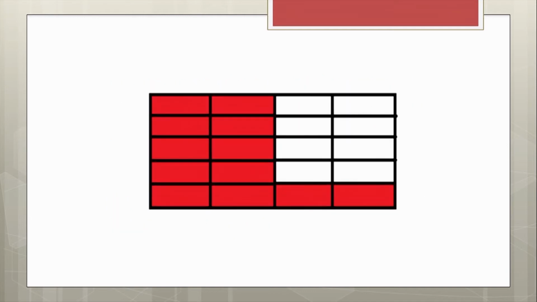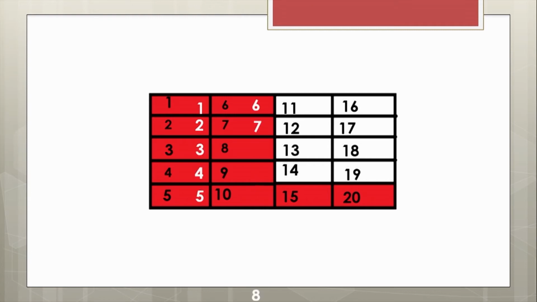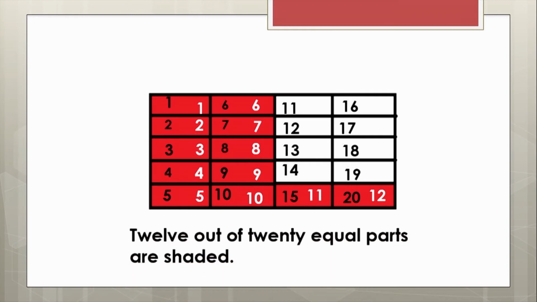All right, let's see. 1, 2, 3, 4, 5, 6, 7, 8, 9, 10, 11, 12, 13, 14, 15, 16, 17, 18, 19, 20. All right. And how many pieces did she give away? Let's count. 1, 2, 3, 4, 5, 6, 7, 8, 9, 10, 11, 12. So she gave away 12 out of 20 pieces. Okay, 12 out of 20 equal parts.